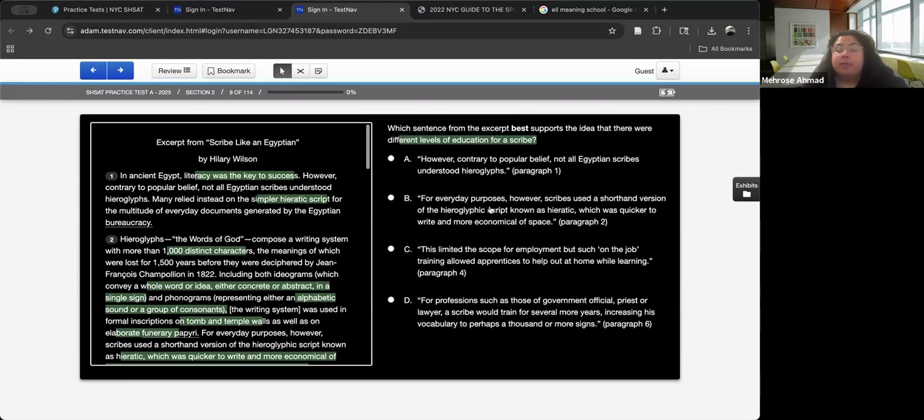For everyday purposes, scribes used a shorthand of the hieroglyphic script known as hieratic, which was quicker to write and more economical of space. This limited scope for employment, but such on-the-job training allowed apprentices to help out at home while learning. For professions such as those of a government official, priest, or lawyer, a scribe would train for several more years. So again, this is describing different professions requiring more training. So let's see what the answer is.